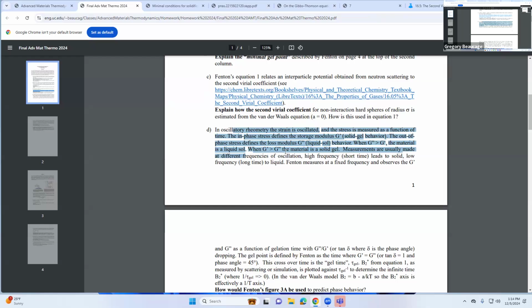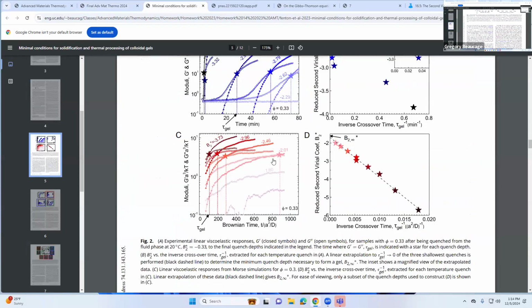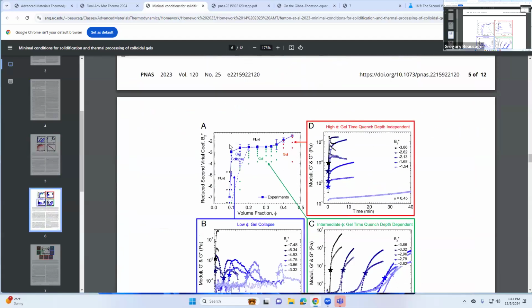All right, so temperature oscillation is new. How would Fenton's figure 3a be used to predict phase behavior? If you're talking about a state diagram instead of a phase diagram, they have a liquid and a gel state. So that is kind of a phase diagram.